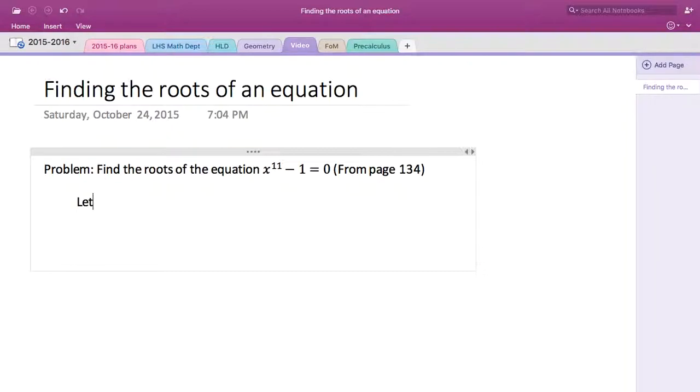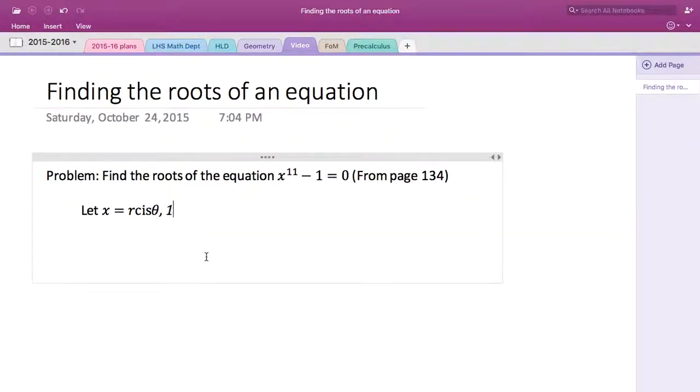So first we're gonna let x be r cis theta. So this is the general polar form of a complex number. And we also let 1 be 1 cis 0.